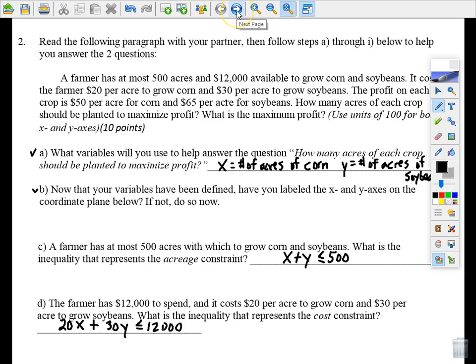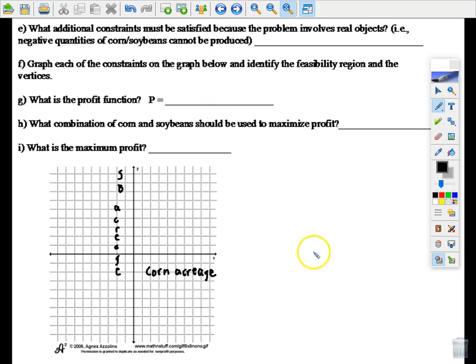Let's move on to the next screen. Letter E: what additional constraints must be satisfied? What this means is we're not going to plant a negative acreage of corn or a negative acreage of soybeans. That probably makes sense to you. What we typically do in cases like this, as you've already seen in the linear programming problems you've been graphing, is have these extra two inequalities, which basically mean that corn cannot be less than 0.